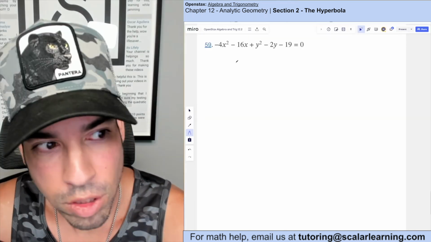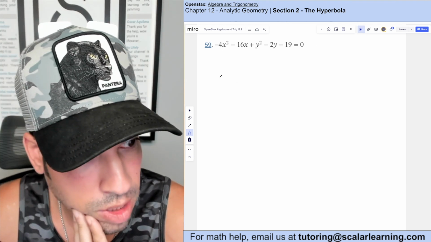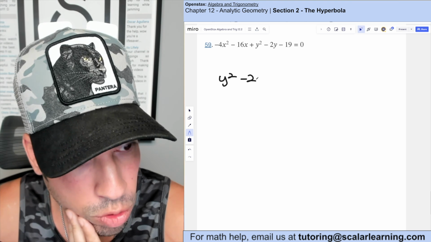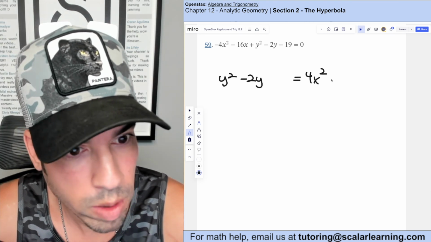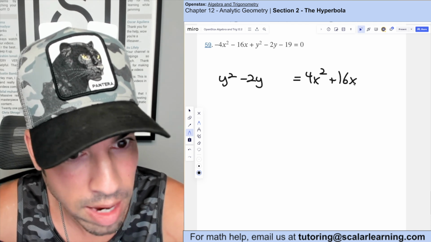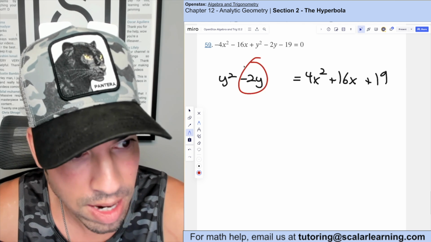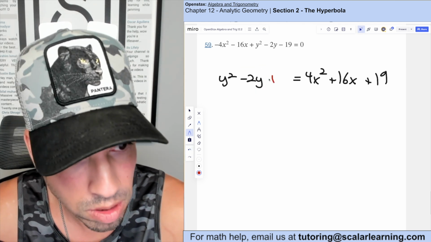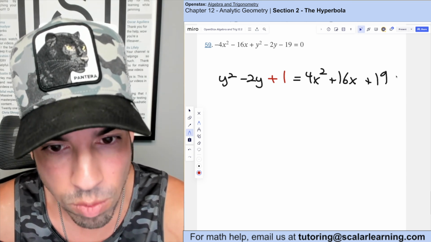Done. So for this one, what we're going to do is move all the x's and the constants to the other side and keep the y squared minus 2y on the left. And then on the right-hand side, we add 4x squared, add 16x, and add 19. And then we're going to complete the square. We're going to do that by taking half of this and squaring it and adding it to both sides, which is half of 2 is 1, negative 2 is negative 1, squared is 1, so add 1, add 1.